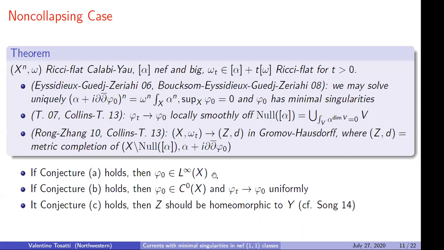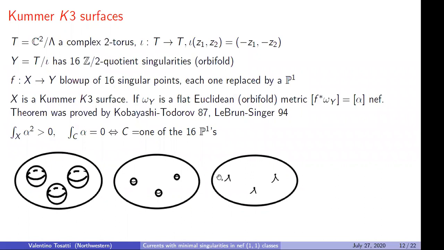And the canonical example of this result is the case of Kummer K3 surfaces, where you take a torus, say a two-dimensional torus, and mod out by the involution that reflects across the origin. What you obtain is an orbifold with 16 quotient singularities. And this can be resolved by simple blow-ups. So you blow up the 16 points. And what you obtain is classically known to be a K3 surface called Kummer, associated to this torus.